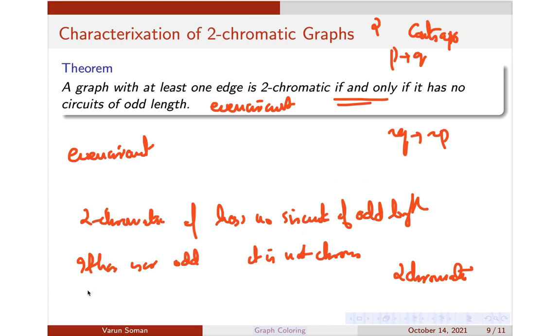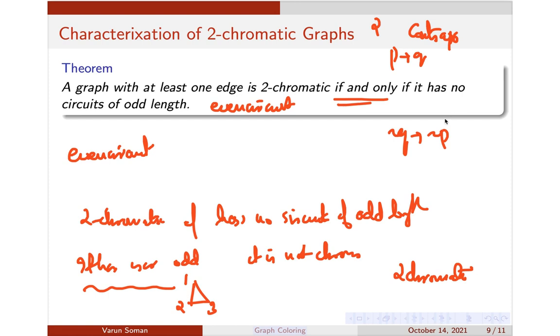Now suppose it has circuits of odd length. For example, it has a triangle. What is the result? If it is a triangle, you know that you need one color here, you need two colors here. Again, you cannot use the same colors here. So basically, it will not be two chromatic. So if it has circuits of odd length, it cannot be two chromatic. So one way is easy to prove. That is, a graph with at least one edge is two chromatic if it has no circuits of odd length.